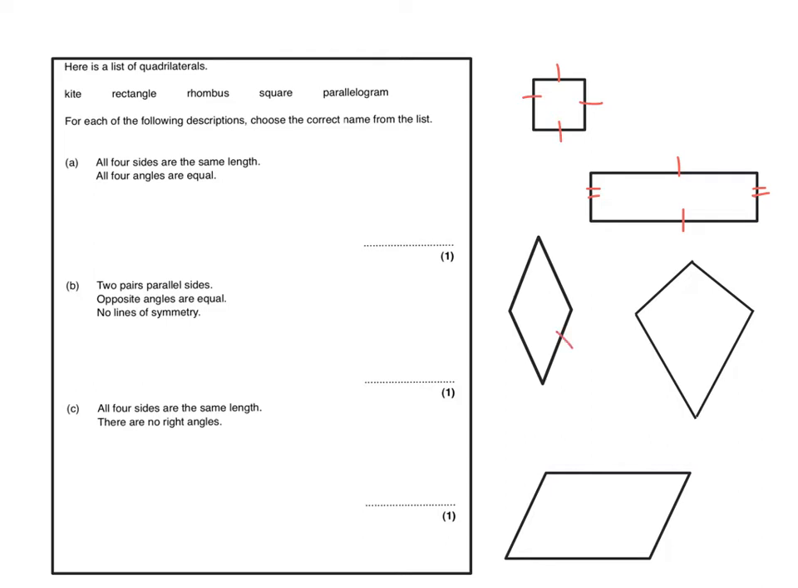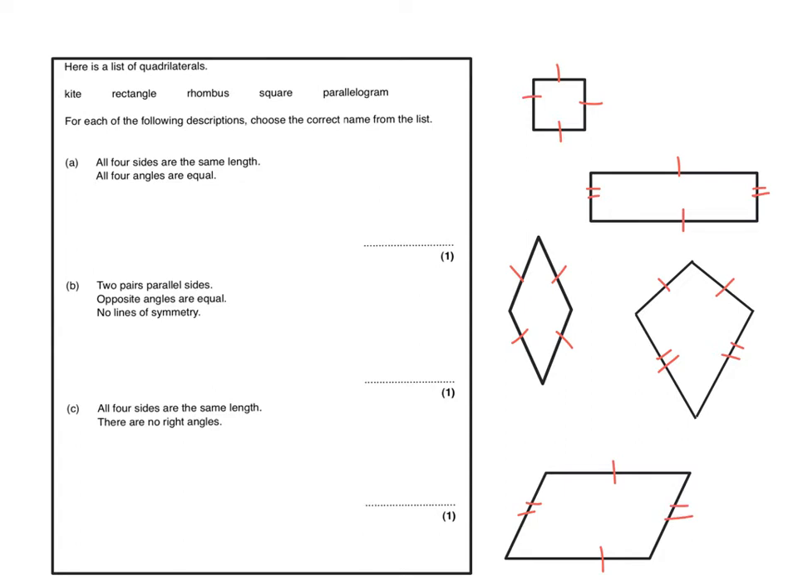A rhombus, all sides are the same length. A kite, this pair are the same length, and then these pair are the same length. And a parallelogram has two pairs of the same length sides, so this one and this pair here.